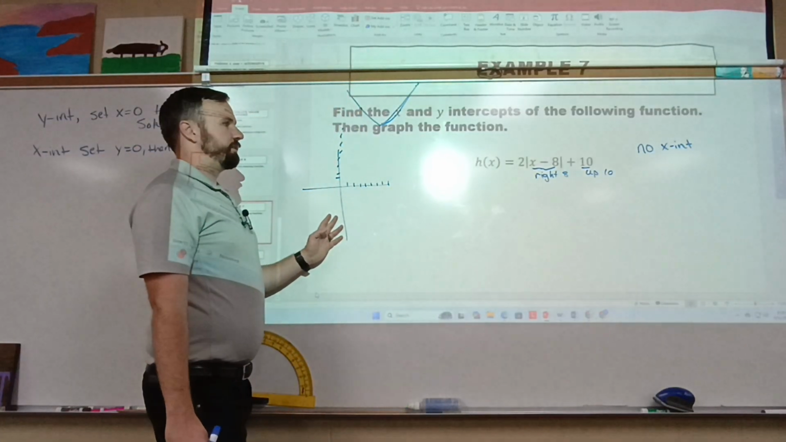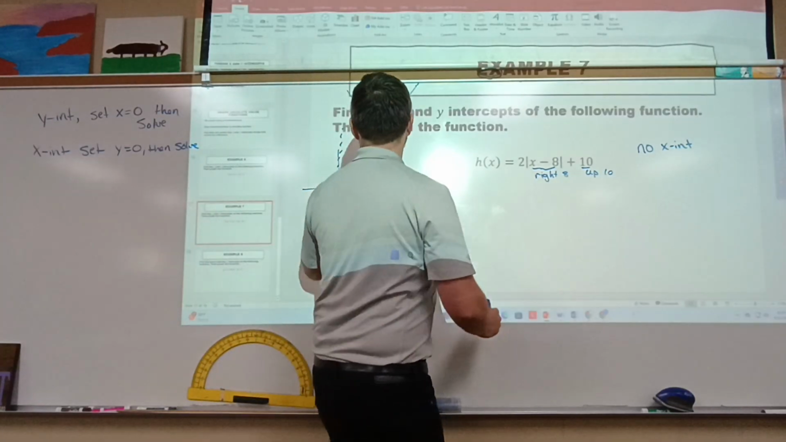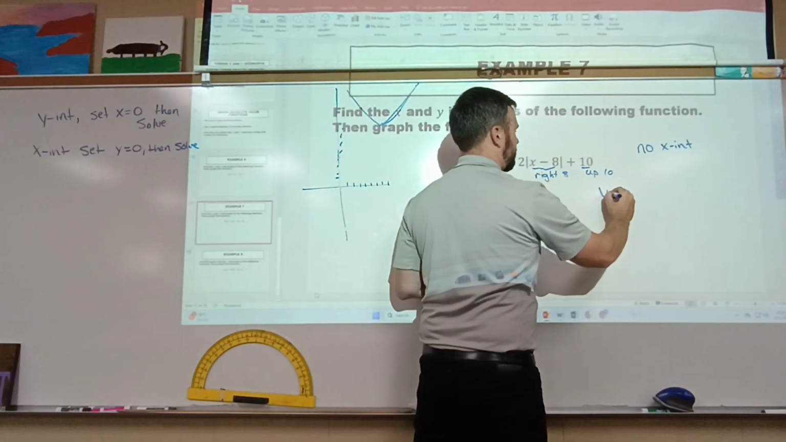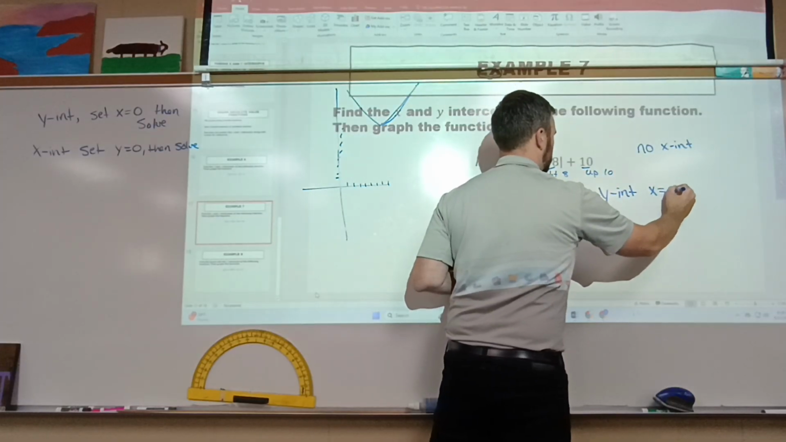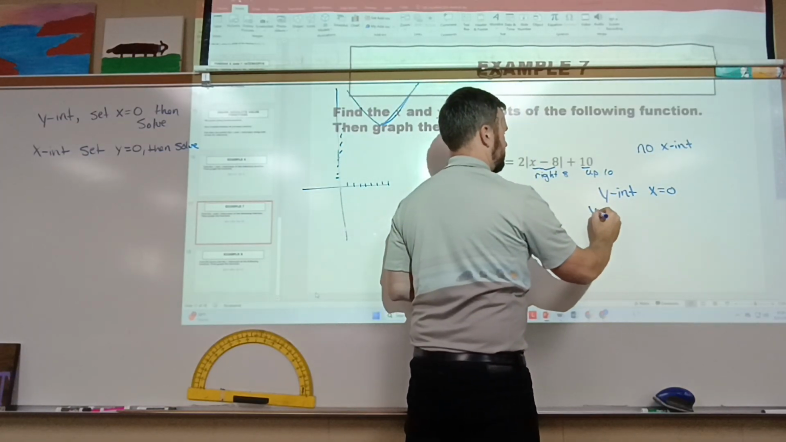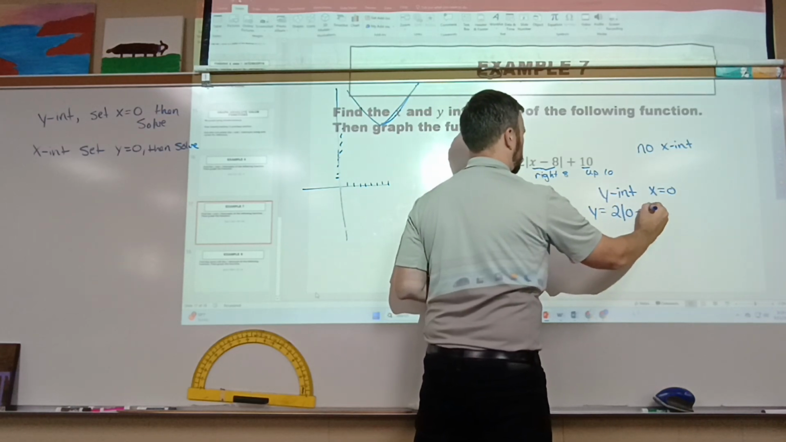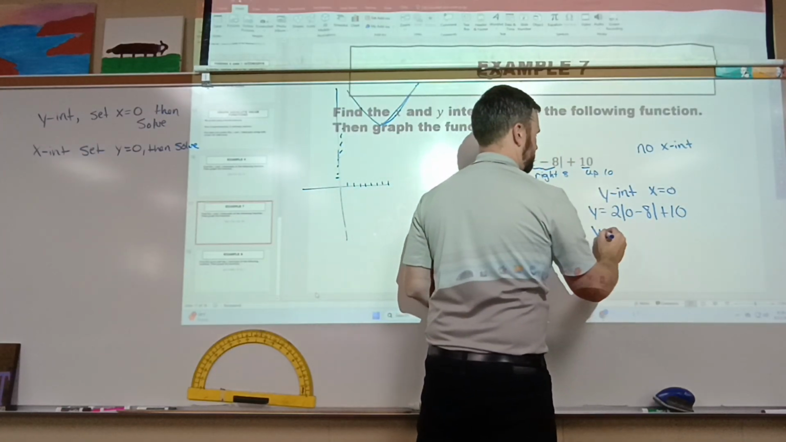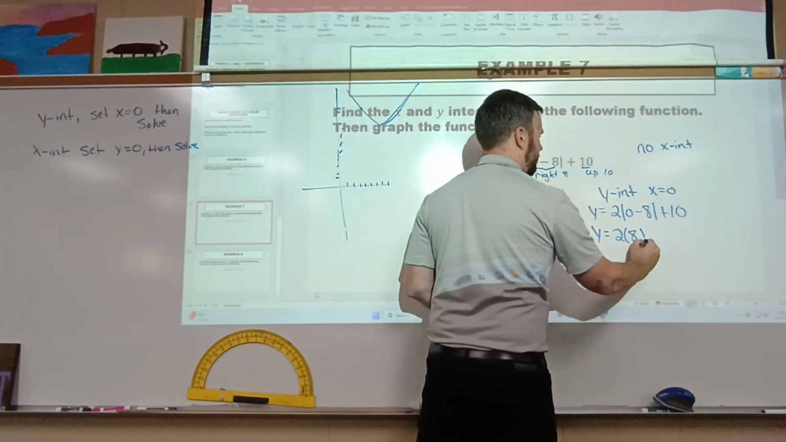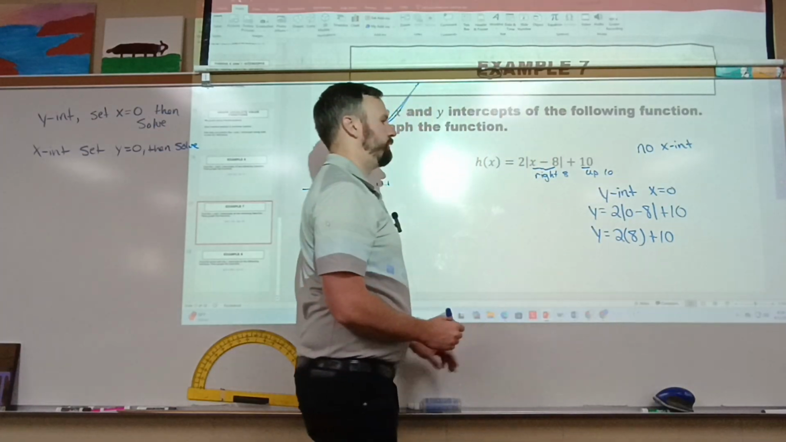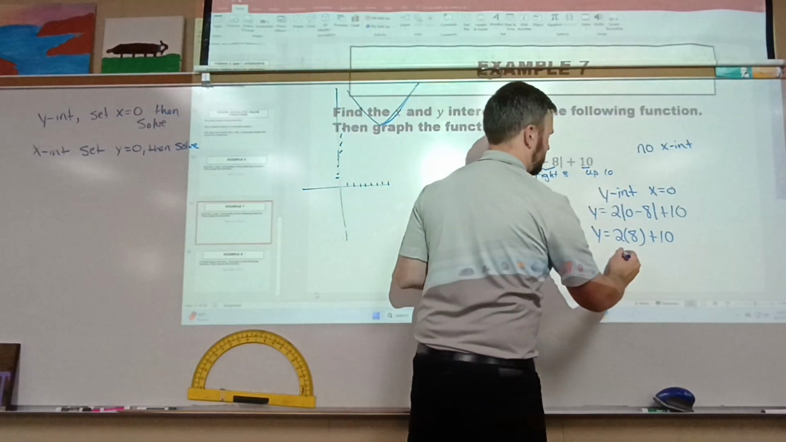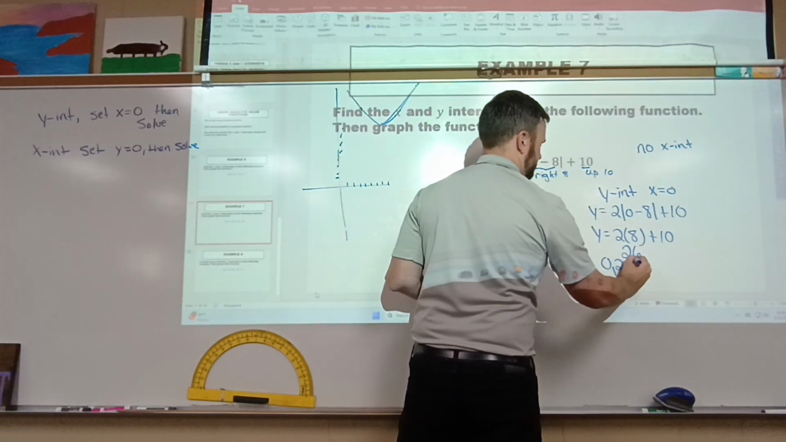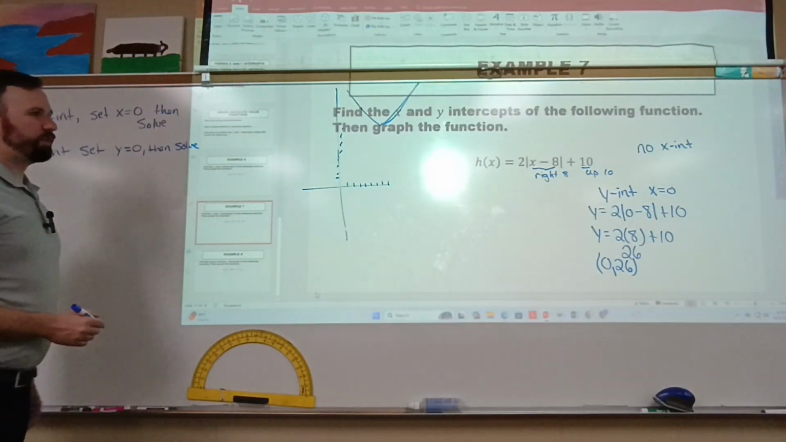Do I have a y-intercept? Yes, I do. No matter what, it's going to cross that at some time. So to find my y-intercept, x equals 0. 2 times 0 minus 8 plus 10. That's the same thing as 2 times positive 8, right? Because of absolute value. 26. All right, that's a wild one. Yeah, so that's my y-intercept.